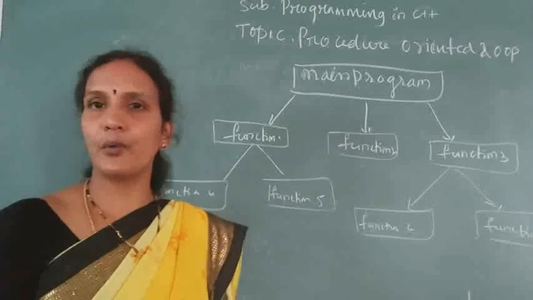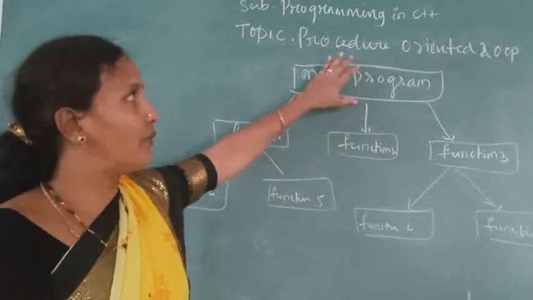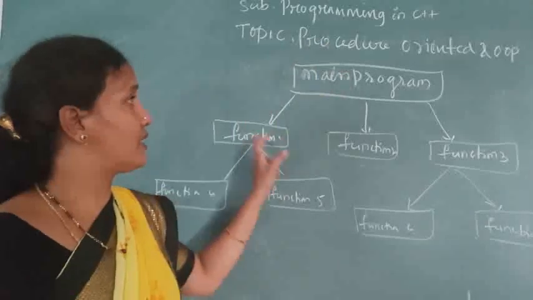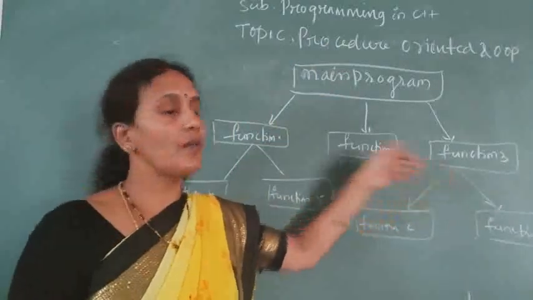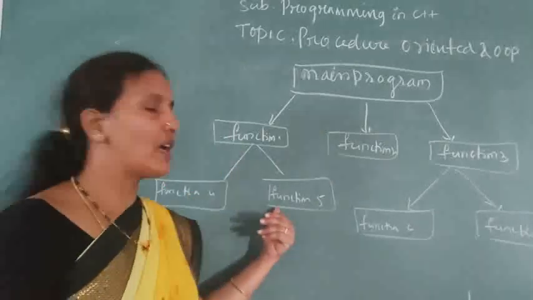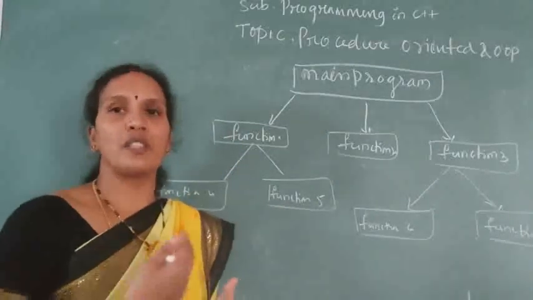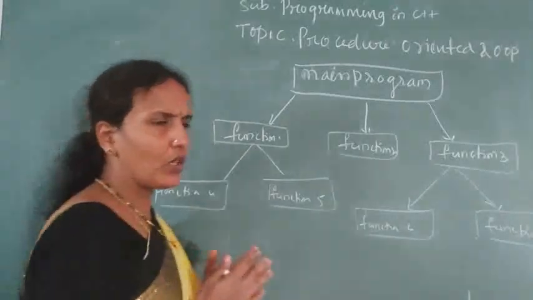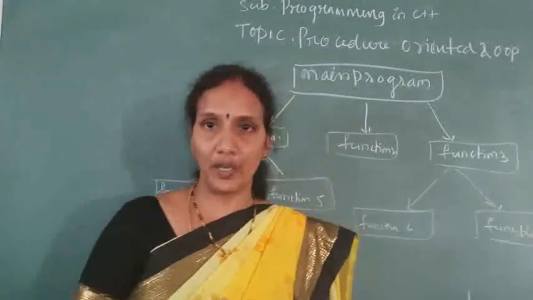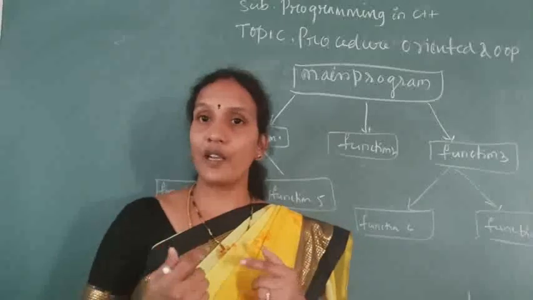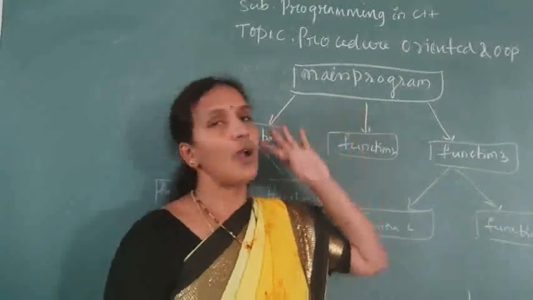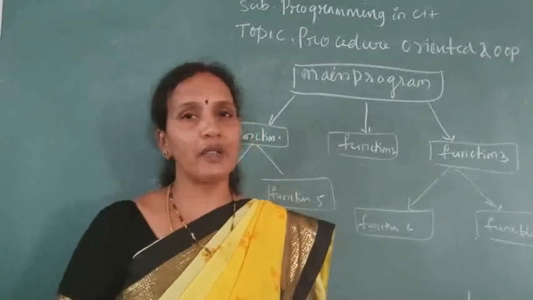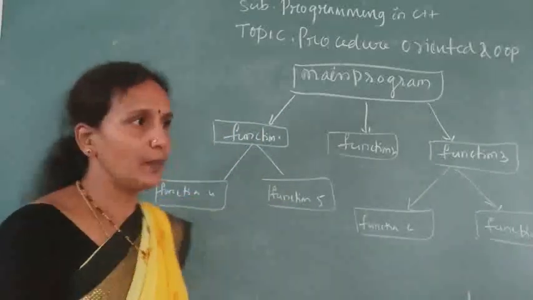So in procedural programming, what happens? The total main function is divided into sub-functions. Again, the sub-functions are divided into more sub-functions. So whatever total program is there, that total program is divided into functions, and those functions can be called from the main function. This is procedure-oriented programming. This part I have already explained in C programming.